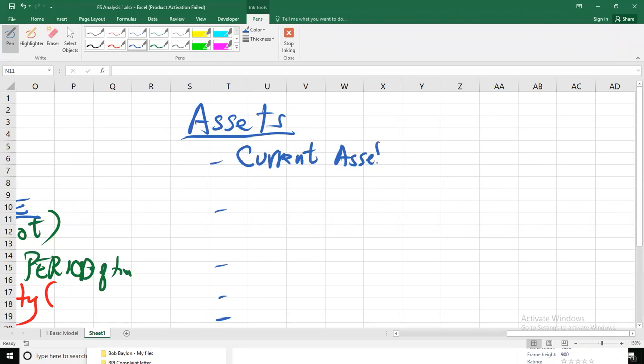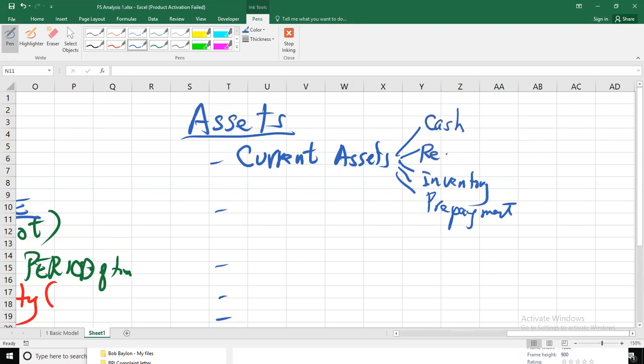Under current assets, you have what was mentioned earlier, the five. You have your cash and cash equivalents. You have the inventory that you mentioned. You also mentioned prepayments, and receivables, no? Receivables.